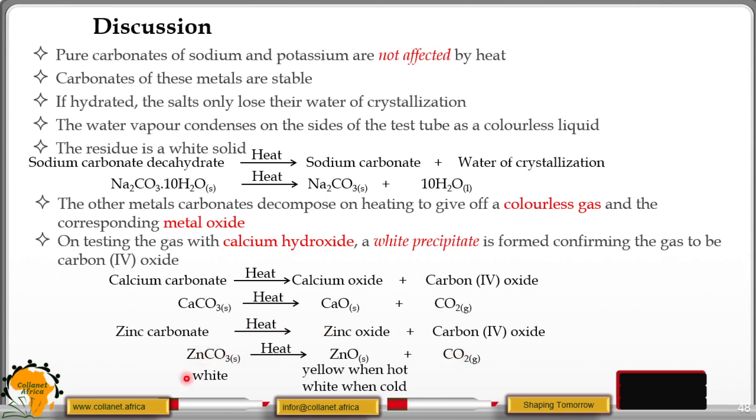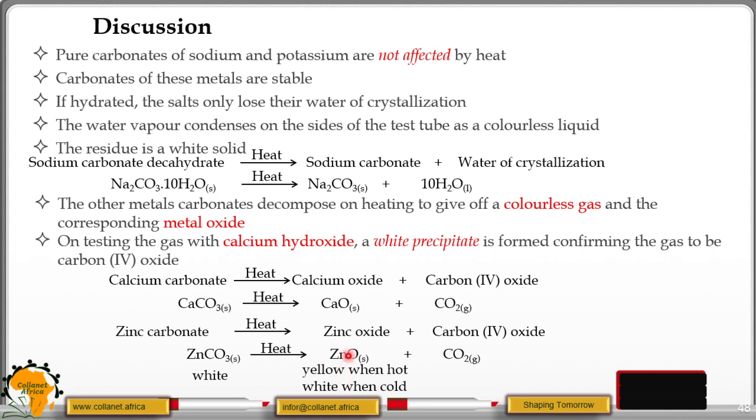Zinc carbonate is white in color originally. If you heat it, you get zinc oxide, and this zinc oxide is yellow when hot. When you cool, you get a white solid, which is still zinc oxide. So if you have a zinc oxide solid and you heat it, you get a color change from white to yellow. If you cool it, you get a color change from yellow to white.